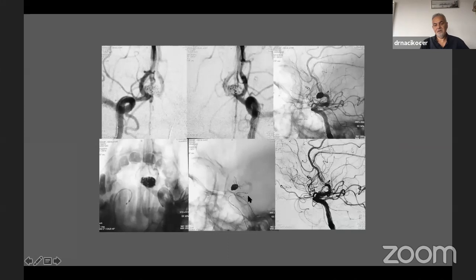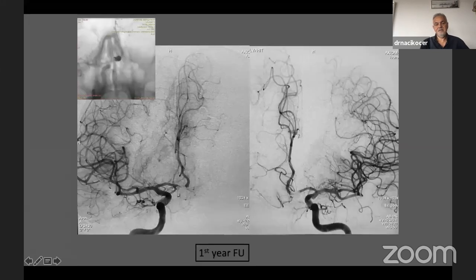Okay, this is coiling. Let's follow this case. This is a year follow-up, what you are seeing here. As you see, this is a regular flow during injection. The right A1 feeding the left one. The left A1 feeding the right one.